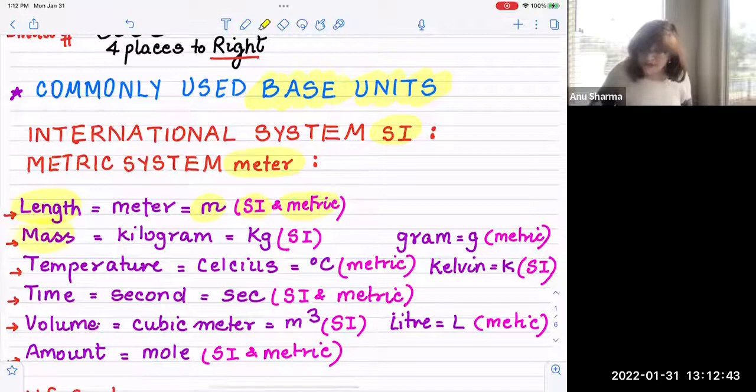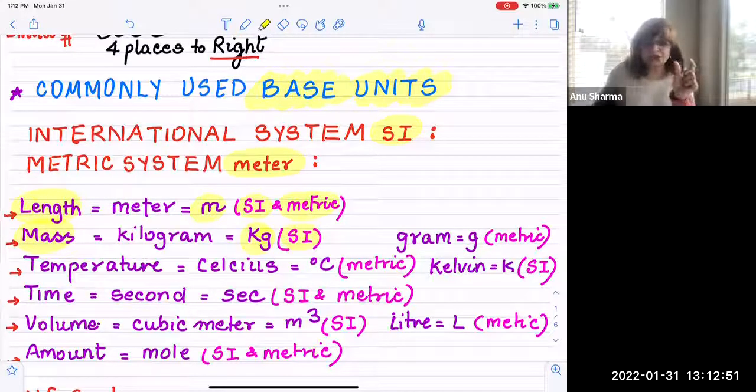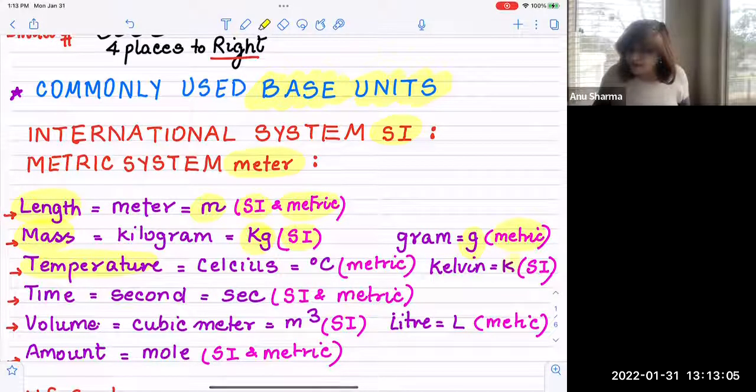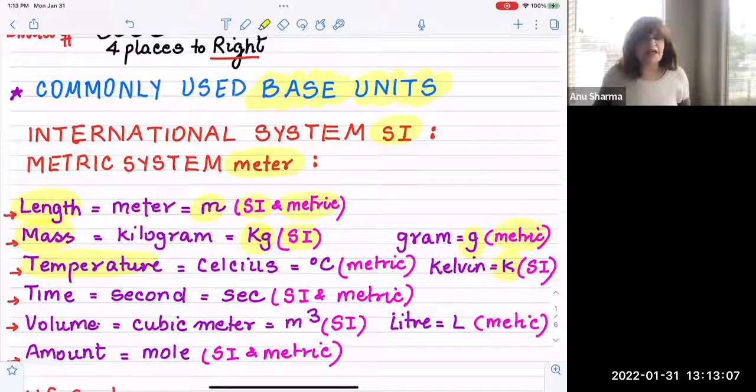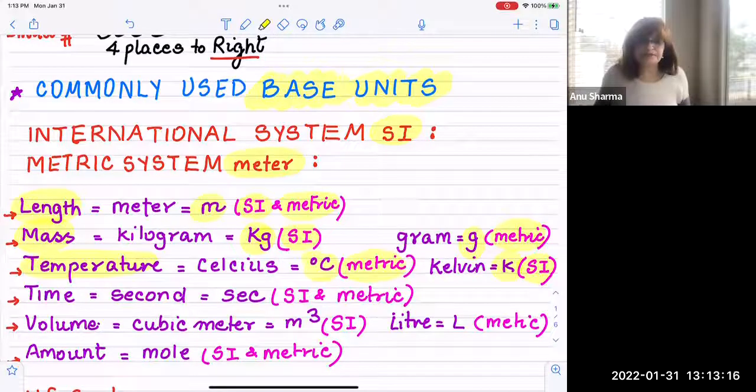The unit of mass in the SI system is kilograms, written as kg, and then grams is written as g, and that is a metric unit. Next is the temperature. The temperature has degree Celsius, degree Fahrenheit, and Kelvin. Kelvin is written as K, those are the abbreviations, the symbols, right? That's the SI unit, but the metric system uses degree Celsius. Then comes the time. The SI and the metric unit prefer second.